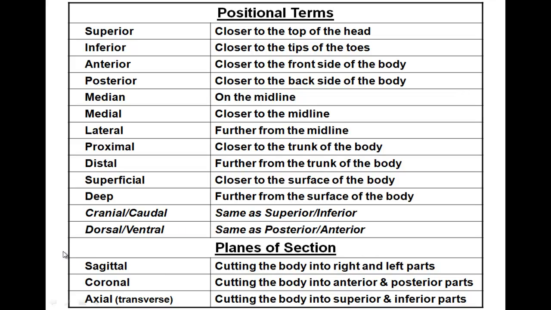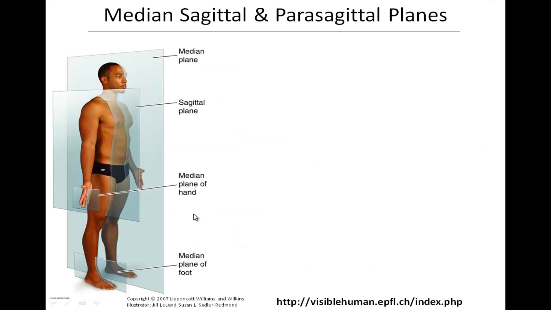We're going to finish up by not talking about relative terms, but what's called planes of section of the body: the sagittal plane, the coronal plane, and the axial plane. So let's get those last three slides. When we talk about a sagittal or a parasagittal plane, we're talking about a plane that's splitting the body into a right and a left piece.